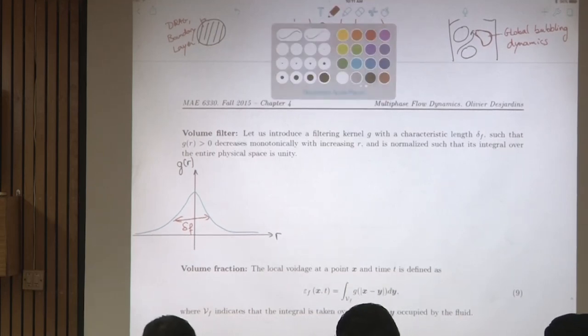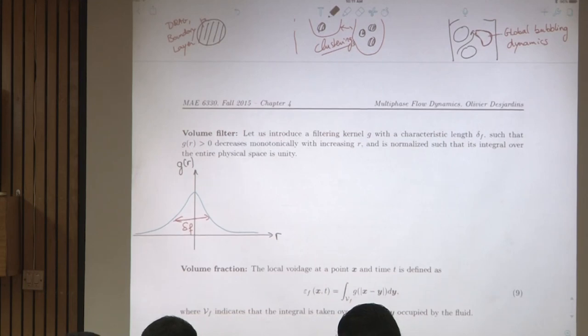So now we're going to apply this filter explicitly onto our pointwise equations, onto our equations that are defined everywhere that fully define our problem. And we're going to replace all of our pointwise variables with filtered variables. The consequence of that is that we should not have now to resolve our flow on a scale smaller than the particle anymore.